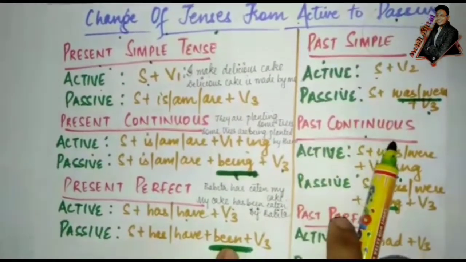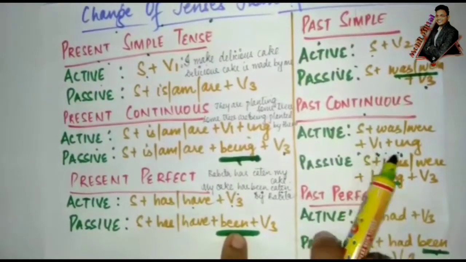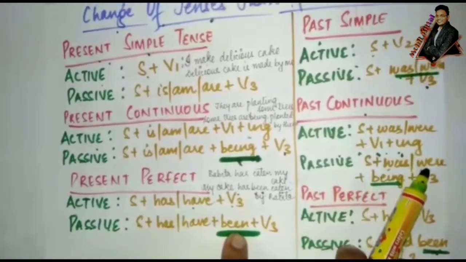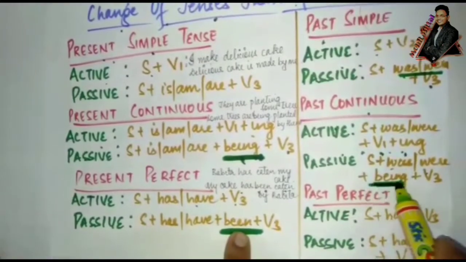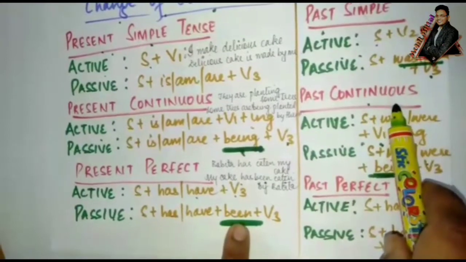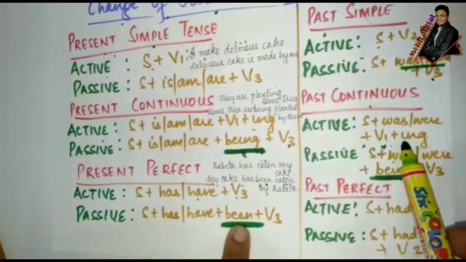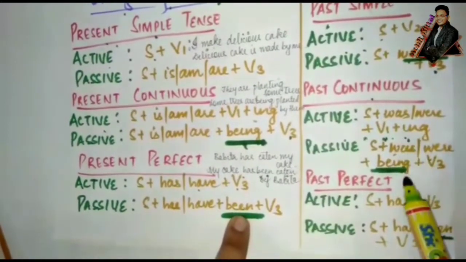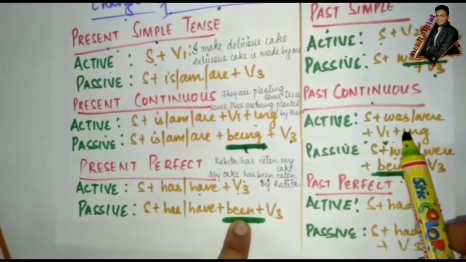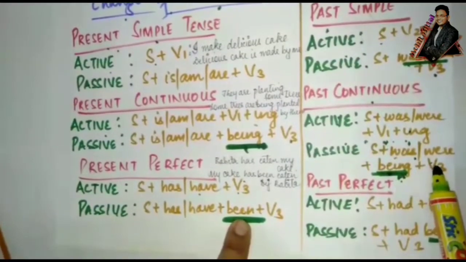Now past continuous. Active voice: subject plus was/were plus first form of the verb plus ing. And in passive voice it is subject plus was/were plus being plus third form of the verb. Again, whenever it is continuous, either present, past or any other, what is the identity of continuous tense? Verb first form plus ing. It means the work is still in progress and has started. So, for example, they were planting some trees. Some trees were being planted by them.